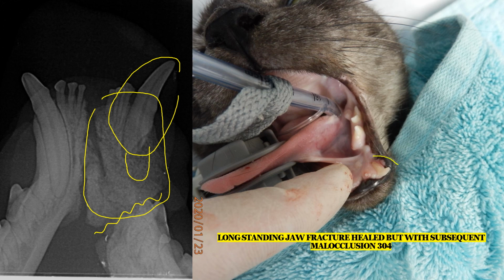Here we have tooth 304. The fracture is healed, but the tooth is now causing a malocclusion, and it's not comfortable for the cat to eat. So we would need to extract this tooth. We ended up not doing anything about the fracture because it had healed, and so just removing the traumatic occlusion solved the problem for this cat.